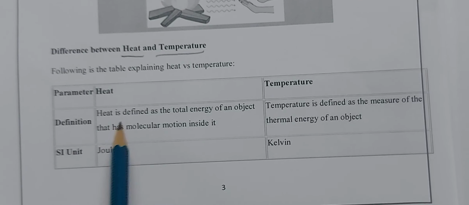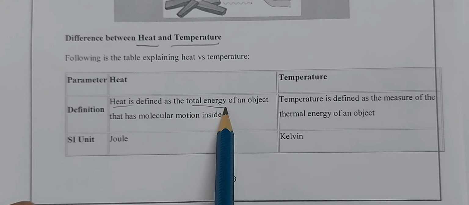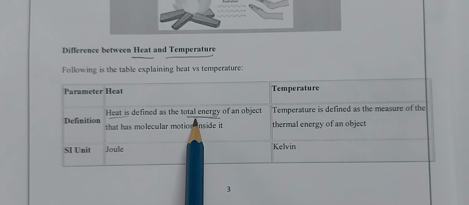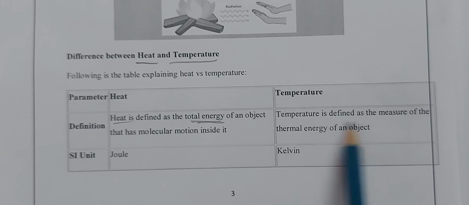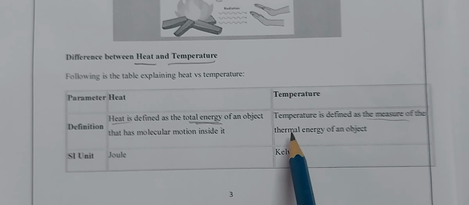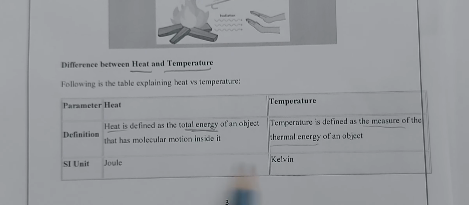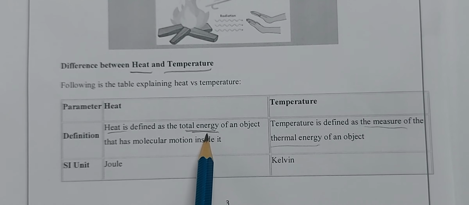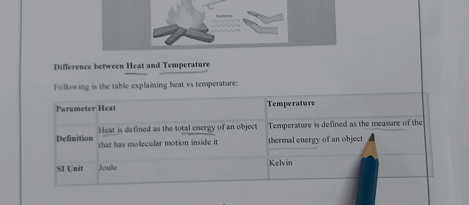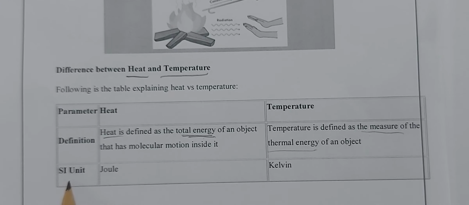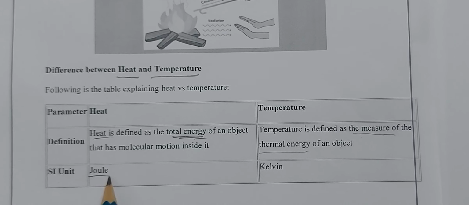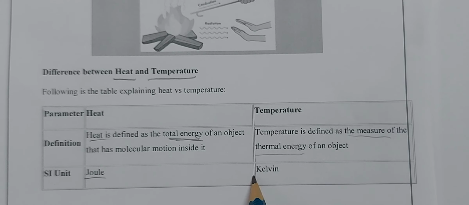Heat is nothing but total energy. Already I told that heat is a form of energy, but temperature is nothing but a measure of the thermal energy. That is the basic difference. Heat is a quantity and temperature is a measurable quantity. That's all. Okay. The SI unit of heat is joule. The SI unit for temperature is Kelvin.